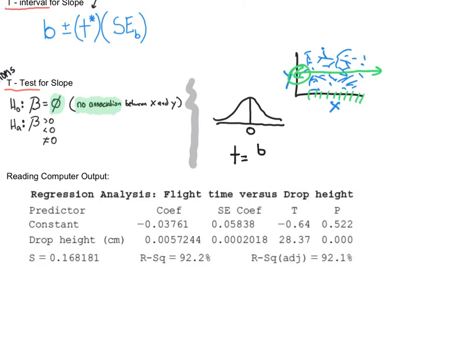The t-value is going to be my sample slope minus the claimed slope, which is usually going to be 0, so I'm just going to put that, over the standard error of b. And then we go look up a p-value based on a degree of freedom n minus 2. All right, so that's what it looks like right there.